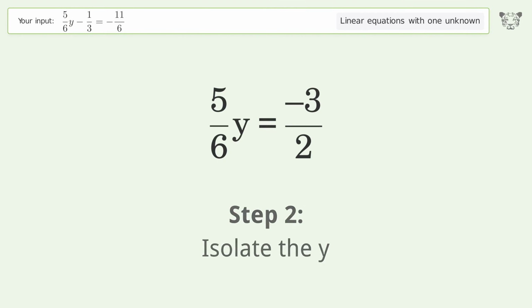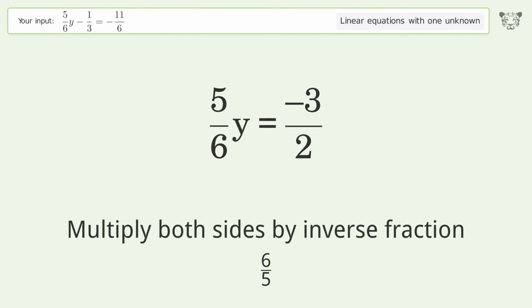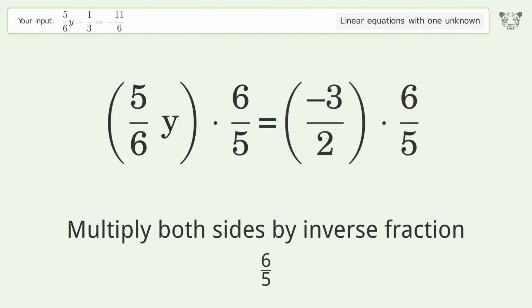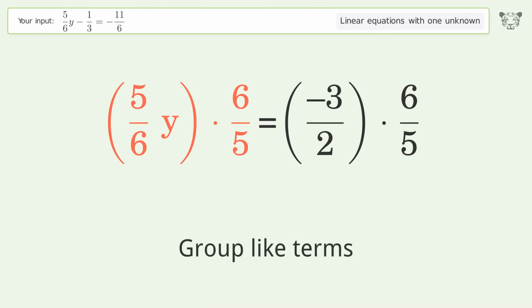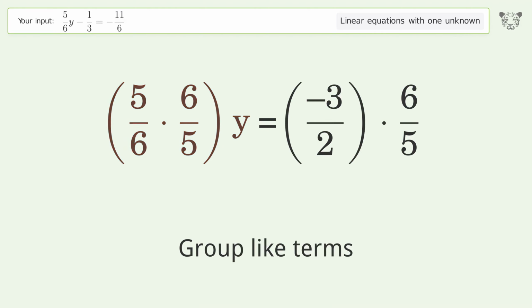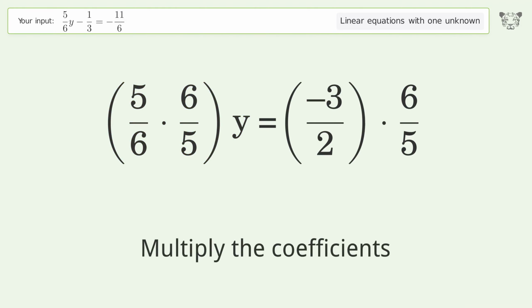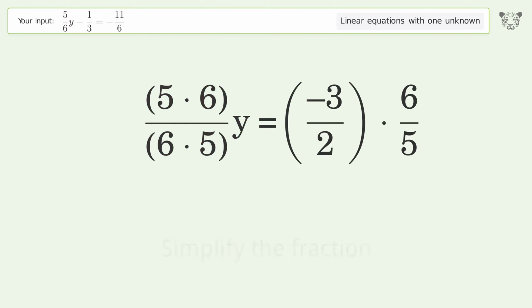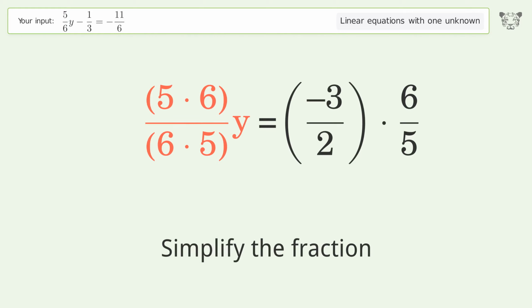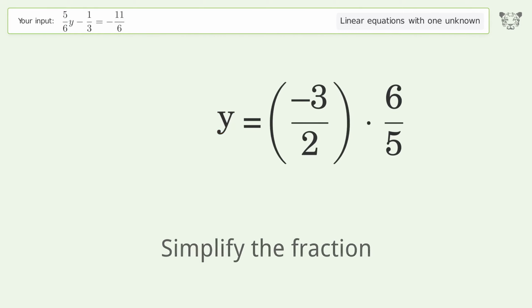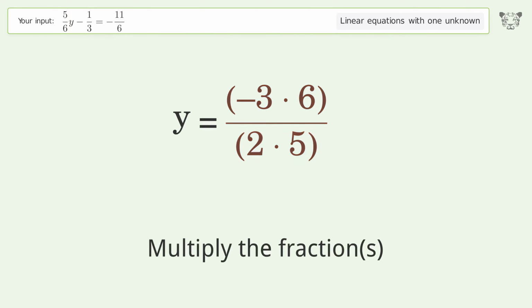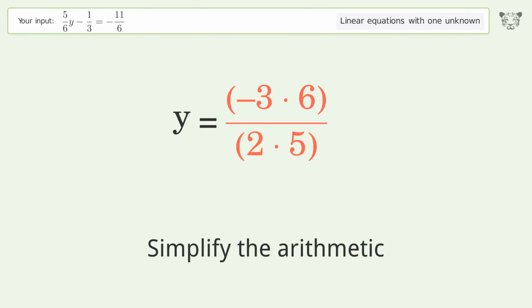Isolate the y. Multiply both sides by inverse fraction 6/5. Group like terms. Multiply the coefficients. Simplify the fraction. Multiply the fractions. Simplify the arithmetic.